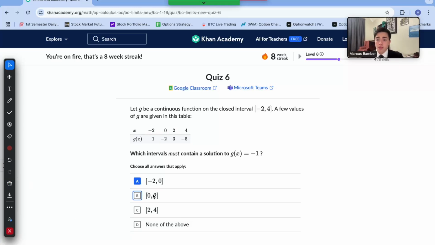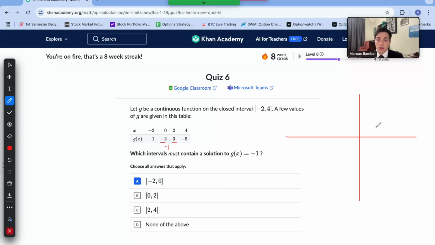Let's look at answer choice B. From 0 to 2, we have -2 for the y value for 0, and then 3 as the y value for 2. We know that once again, -1 is indeed between -2 and 3. So if the function is going to increase from -2 to 3, there has to be a value that is equal to -1 at some point.